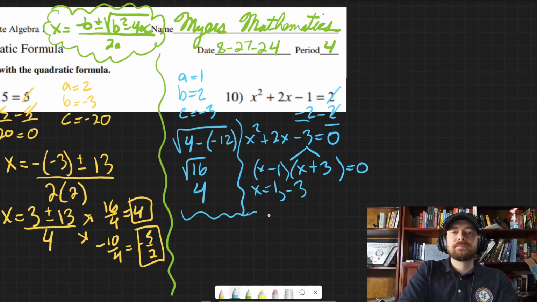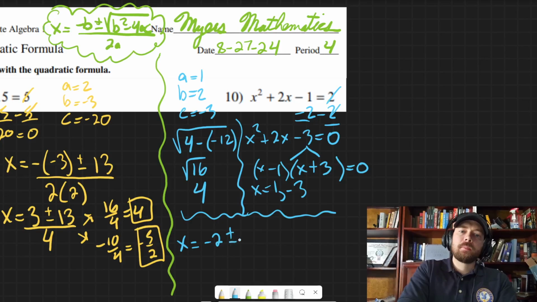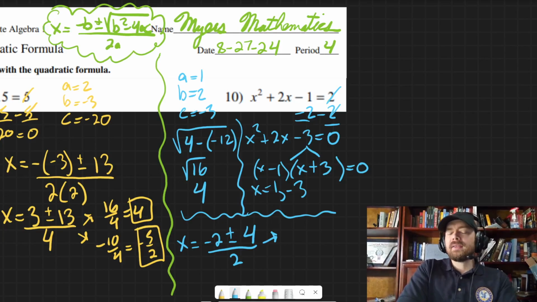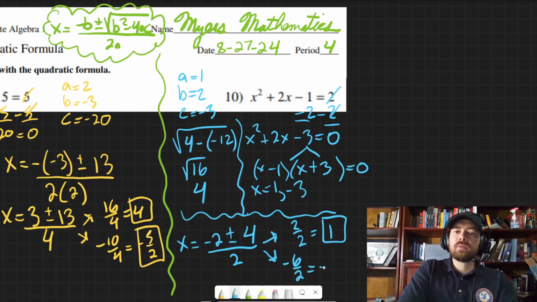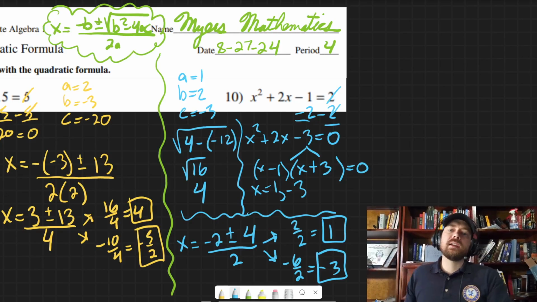Okie dokie. So then x is equal to negative b, so negative 2, plus or minus the square root of b squared minus 4ac, which is 4, all over 2 times 1, 2 times a is 2. We have two answers here. We've got negative 2 plus 4, which would be positive 2 over 2, which is 1. And then we've got negative 2 minus 4 would be negative 6 over 2 is negative 3. Oh, look at that, 1 and negative 3.